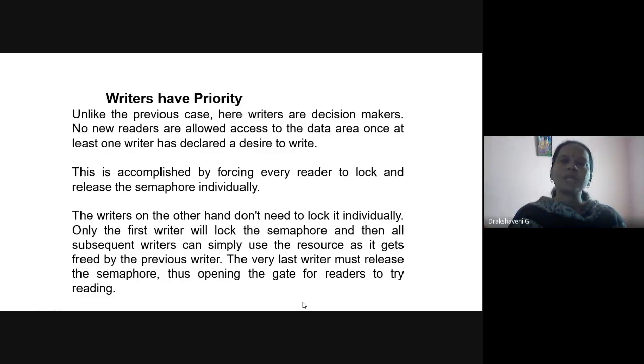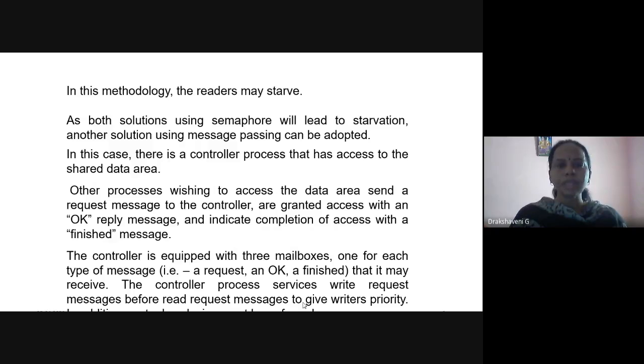So what we do here, in read and write, is that reading can be done simultaneously, no problem. There will be a problem only when writing is being done. In this methodology, the reader may starve. In both situations, using semaphores will lead to starvation. So what do we mean by starvation? The meaning of starvation is that one person is waiting. How long should he wait? One day, two days? Then that situation is called starvation.